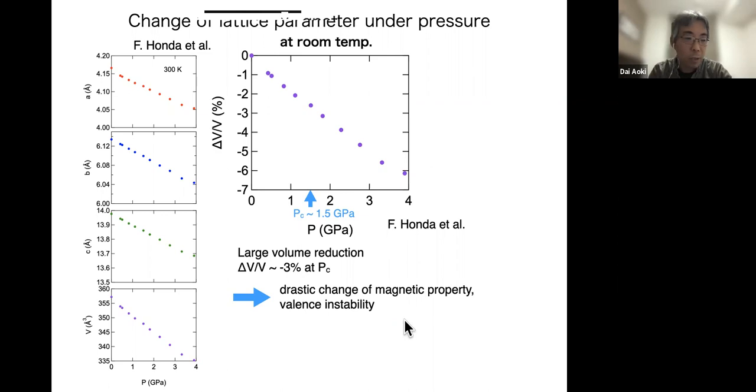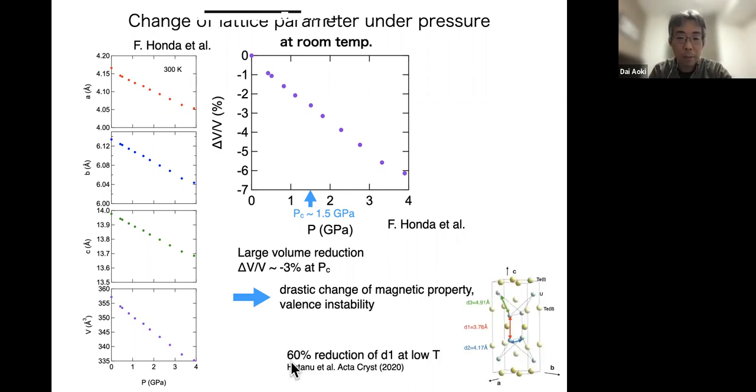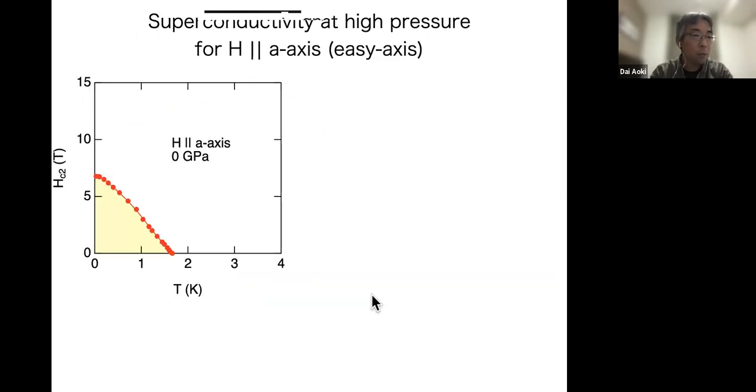And also, I want to emphasize that in the paper by Futanu at low temperature, the distance between the first nearest neighbor is reduced. So they report up to a 60% reduction in this random distance. So this is very large. This may indicate a change of the magnetic interaction. So here I want to show you the phase diagram.